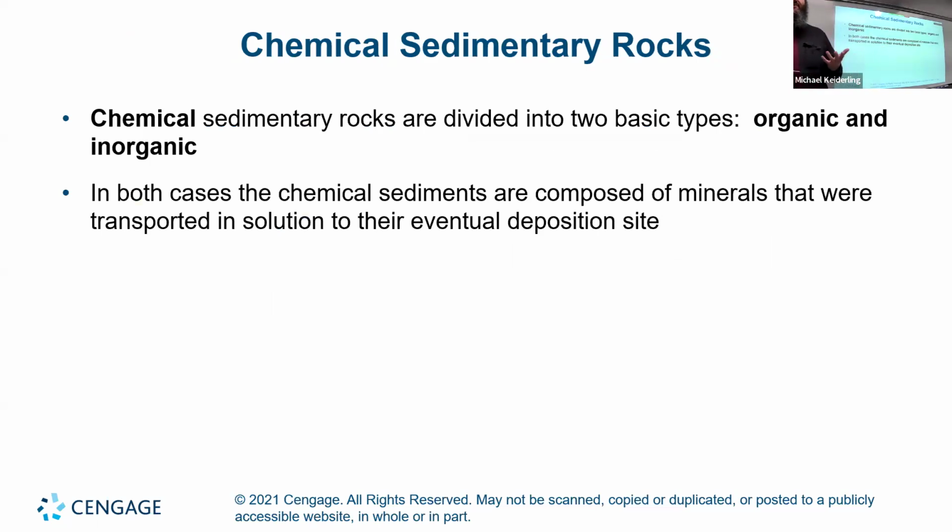Chemical sedimentary rocks get divided into 2 types, organic and inorganic. And in both cases, the chemical sediments are composed of minerals that were transported in solution to their eventual deposition site. Organic chemical sedimentary rocks, those minerals pass through living things.